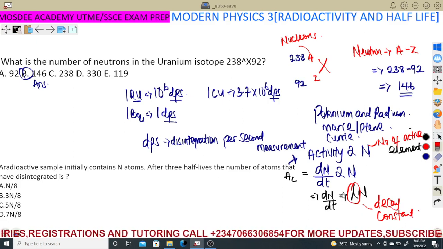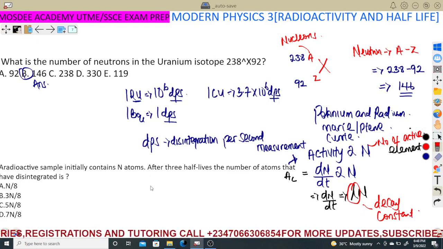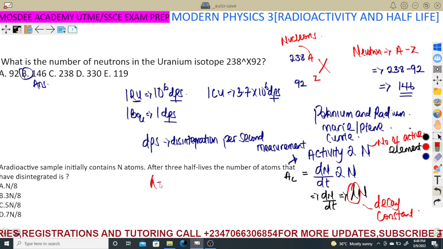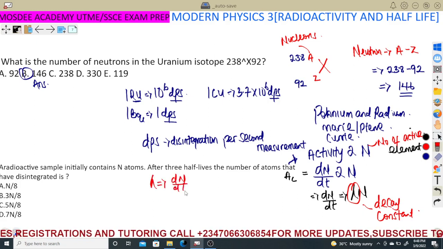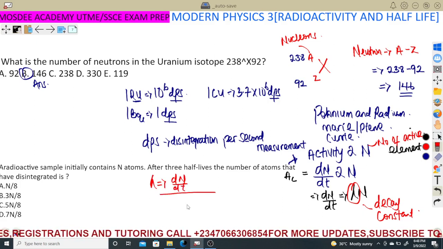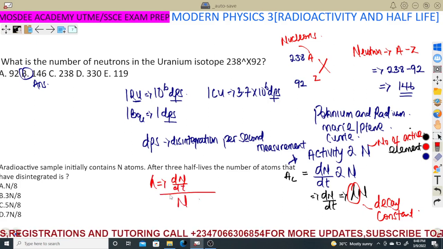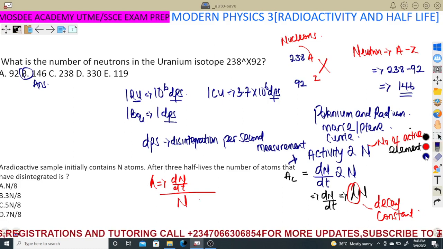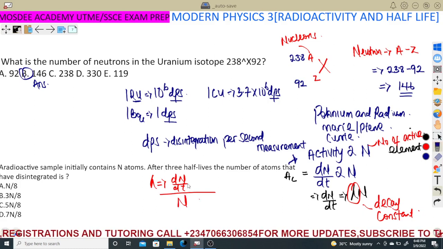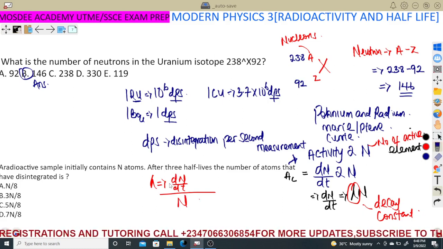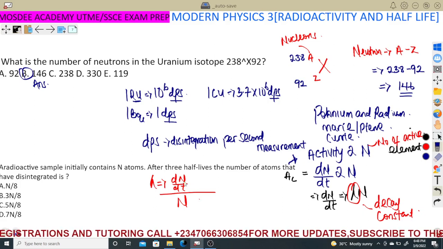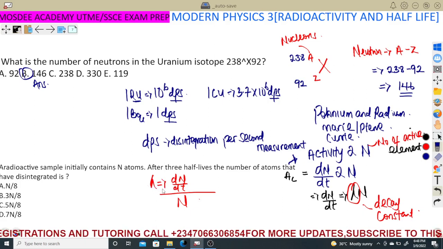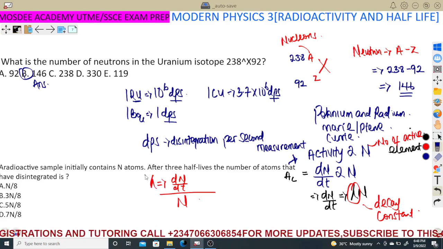Now here you can make lambda the subject of the formula. You can say lambda, which is the decay constant, is equal to the activity, dN/dt, divided by the number of active nuclei. So this is why they will tell you that the activity of a radioactive element is proportional to the decay constant and inversely proportional to the number of active elements. So please keep this in mind.